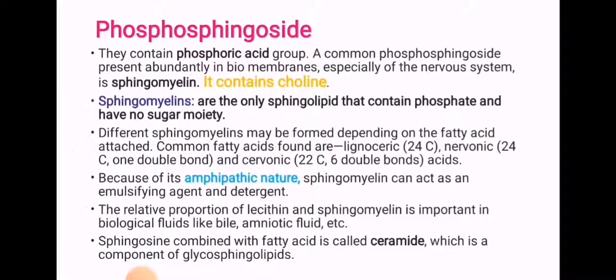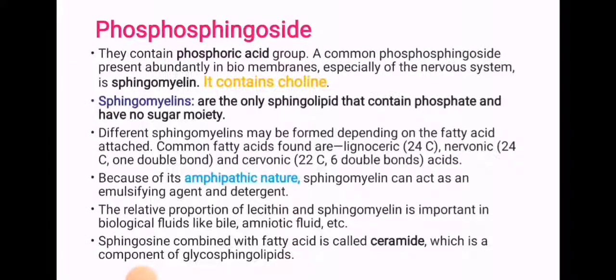Then phosphosphingosides. They contain a phosphoric acid group. A common phosphosphingoside present abundantly in biomembranes, especially in the nervous system, is sphingomyelin. It contains choline. Sphingomyelins are the only sphingolipids that contain phosphate and have no sugar moiety. Different sphingomyelins may be formed depending upon the fatty acid attached.